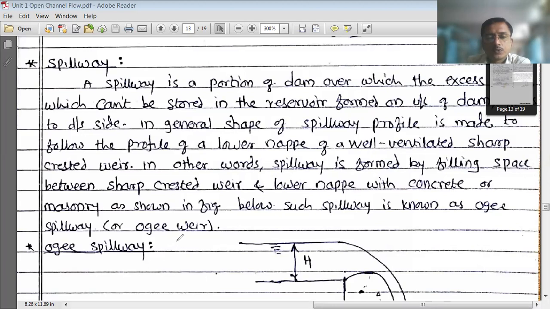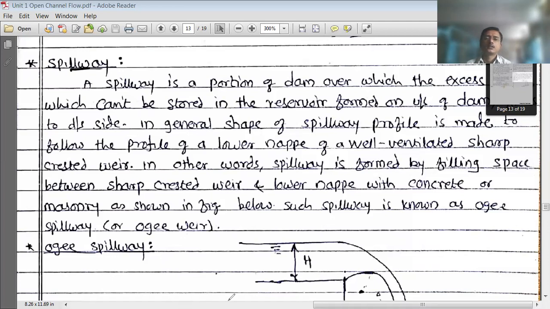Suppose this is the river. This is the dam provided here. Then the spillway will be separate, provided at the side of the dam itself, or it may be provided some distance away from the dam body, so that excess water will spill out here and join the downstream side of the river. And in case of concrete dams, gravity dams, the spillway is provided in the dam body itself.